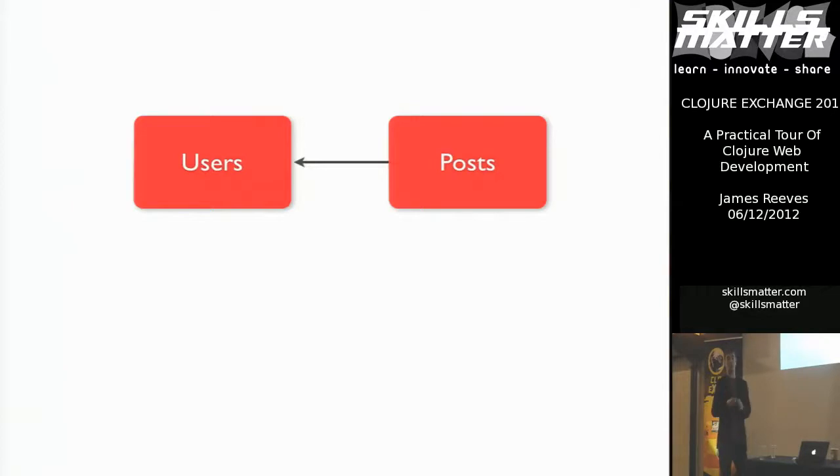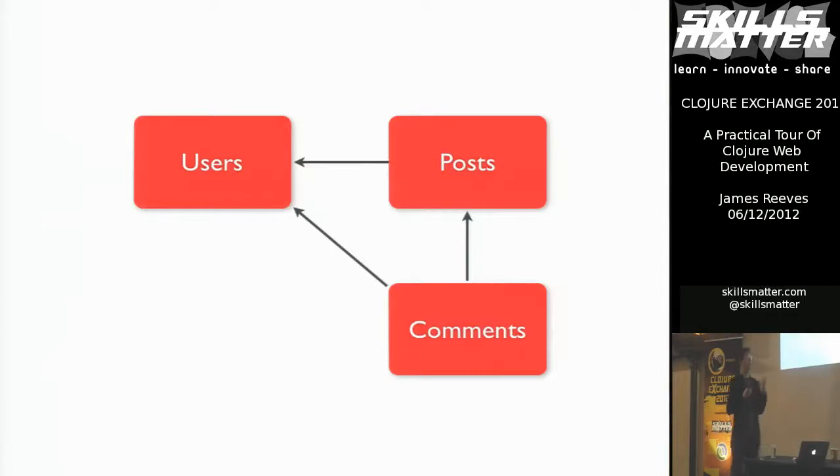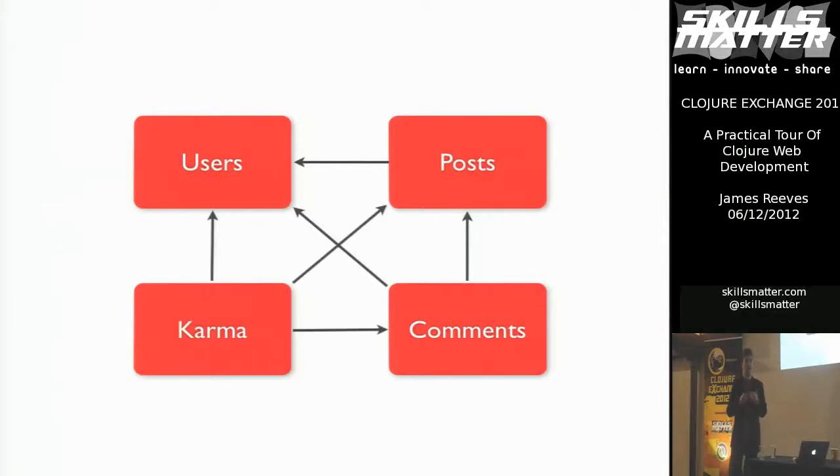It's true for Facebook or Reddit or Hacker News or whatever. And we want to be able to comment on these posts, because I can't think of a single social thing where you can't comment on things. And comments are related to both the users and the posts. So it belongs to a user and it belongs to a particular post. And usually we have this concept of karma, or voting, where a user can vote on a post or a comment through this karma system.